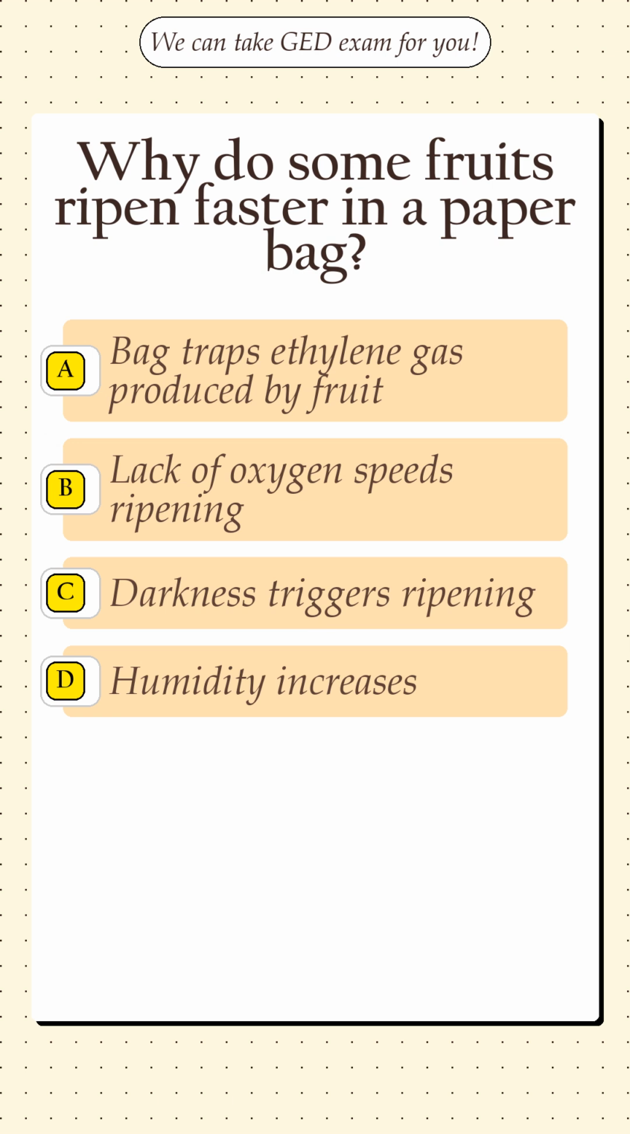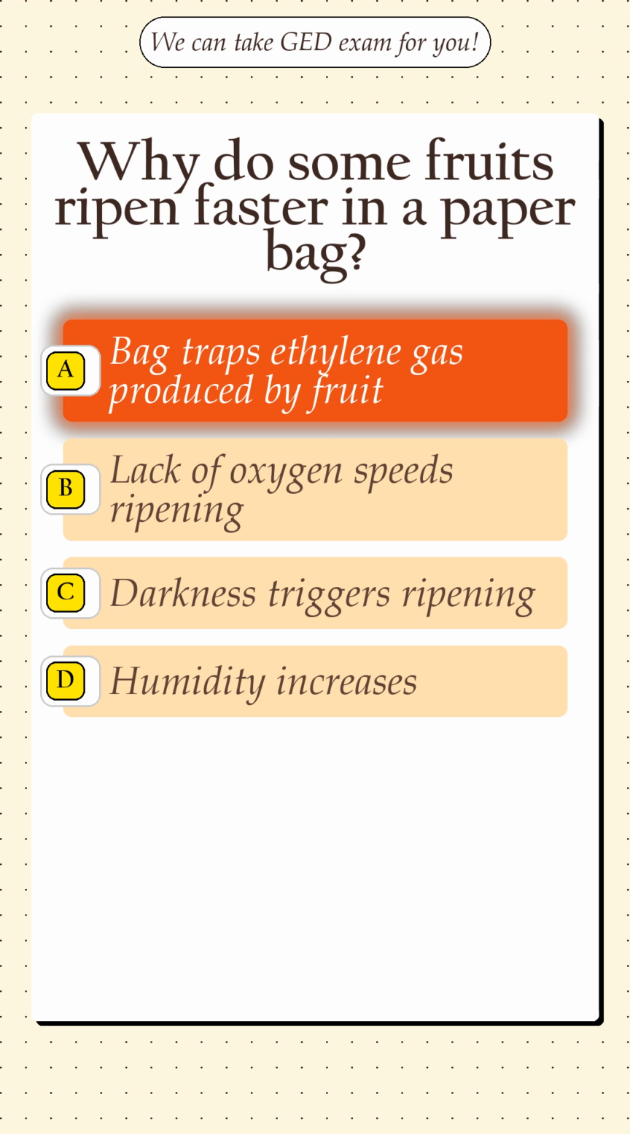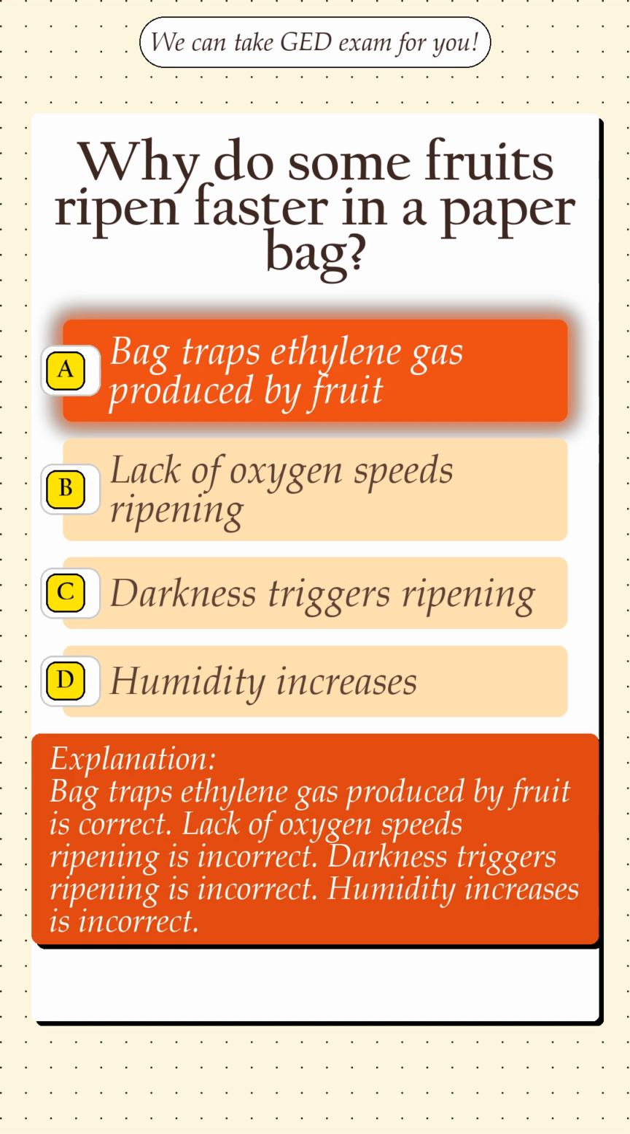Question 9. Why do some fruits ripen faster in a paper bag? Option A, bag traps ethylene gas produced by fruit. Option B, lack of oxygen speeds ripening. Option C, darkness triggers ripening. Option D, humidity increases. The correct answer is option A, bag traps ethylene gas produced by fruit. Bag traps ethylene gas produced by fruit is correct. Lack of oxygen speeds ripening is incorrect. Darkness triggers ripening is incorrect. Humidity increases is incorrect.